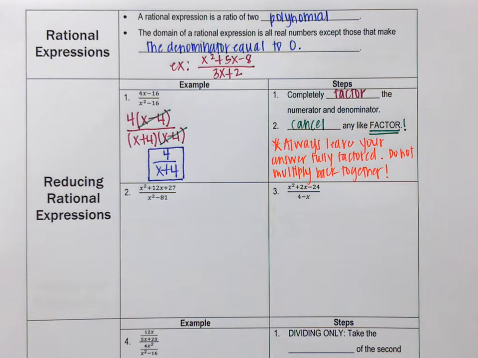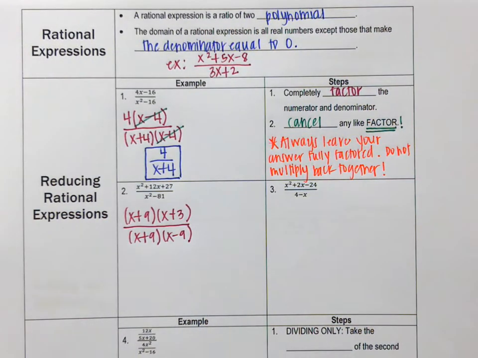Okay, so let's look at number 2. First step, completely factor the numerator and the denominator. So I want you guys to, on your own, factor top, factor bottom, come back, and check to make sure that you factored it correctly.